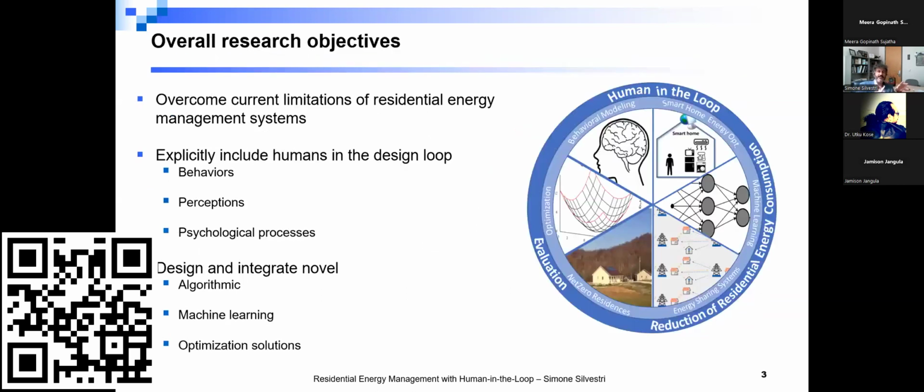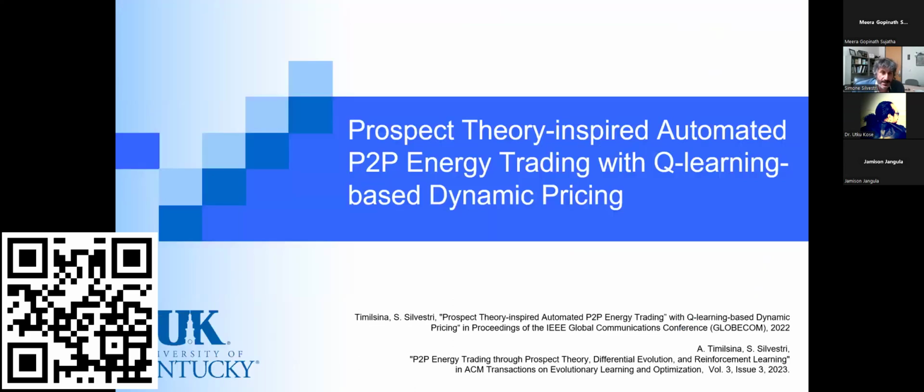So our objective in this research is to overcome this limitation by explicitly including the human in the loop in residential energy management, taking into account user behavior, perception, and psychological processes. So we address system and house level energy needs, while at the same time considering the complexity of human behaviors and perceptions. In this talk, I am going to give you 3 examples of papers that we have recently published in which we address this type of research.